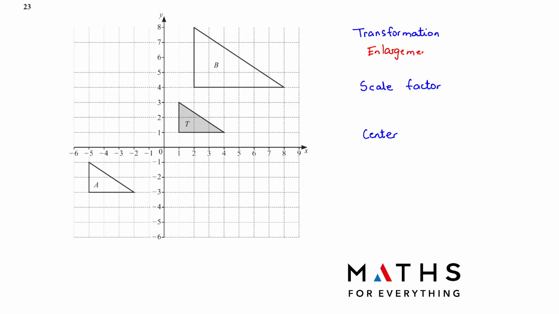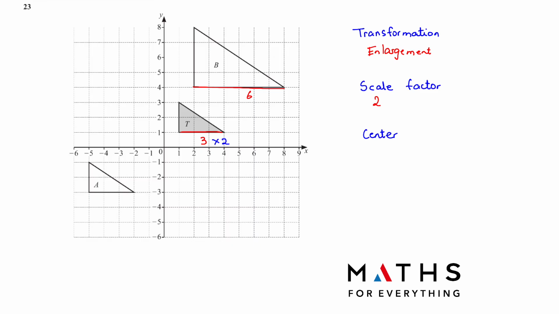To find the scale factor, look at your original triangle. It is 3 squares. And the enlarged triangle is 6. So the enlarged triangle is double the original triangle. So we enlarged it by multiplying by 2. 3 times 2 will give us 6. Our scale factor is 2.